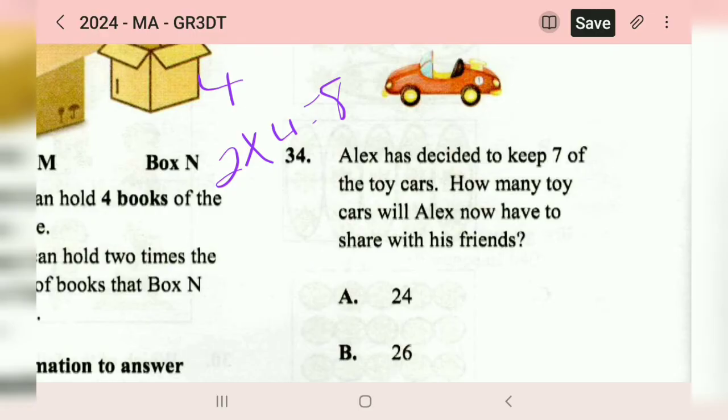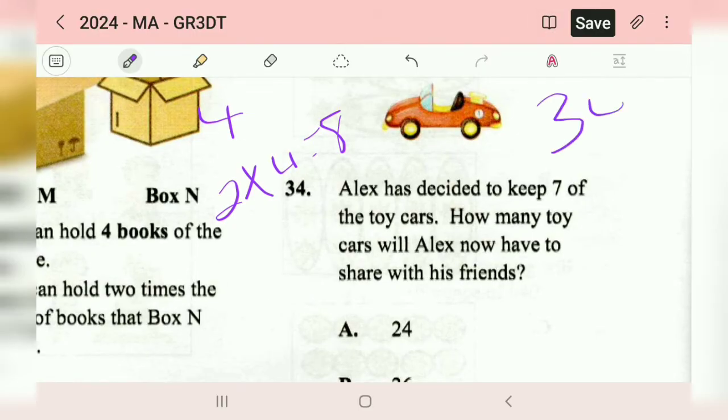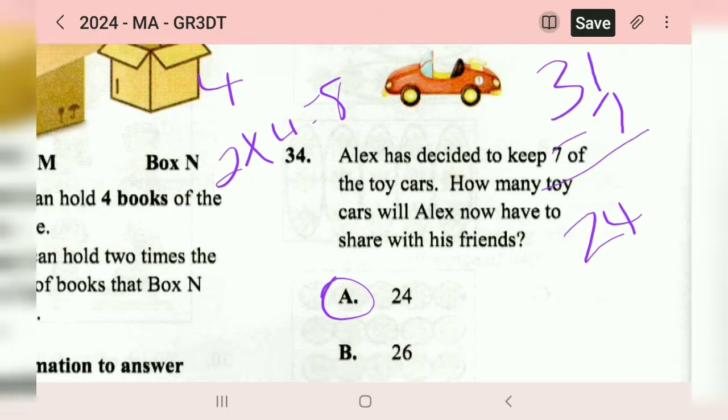You might be asking me how I did that. So you have 31. I'm just taking out 10 from the 31 and you'll be left with 21. From that 10 you take out 7, you'll have 3. Add that 3 to 21, you'll have 24. Or if you want to set it out like this and do your subtraction, you're free to do that. Alright, take away your 7 from 31. So we know he's going to have 24 toy cars to share. How many toy cars will Alex now have to share with his friends? It's 24 when he takes his 7 out.